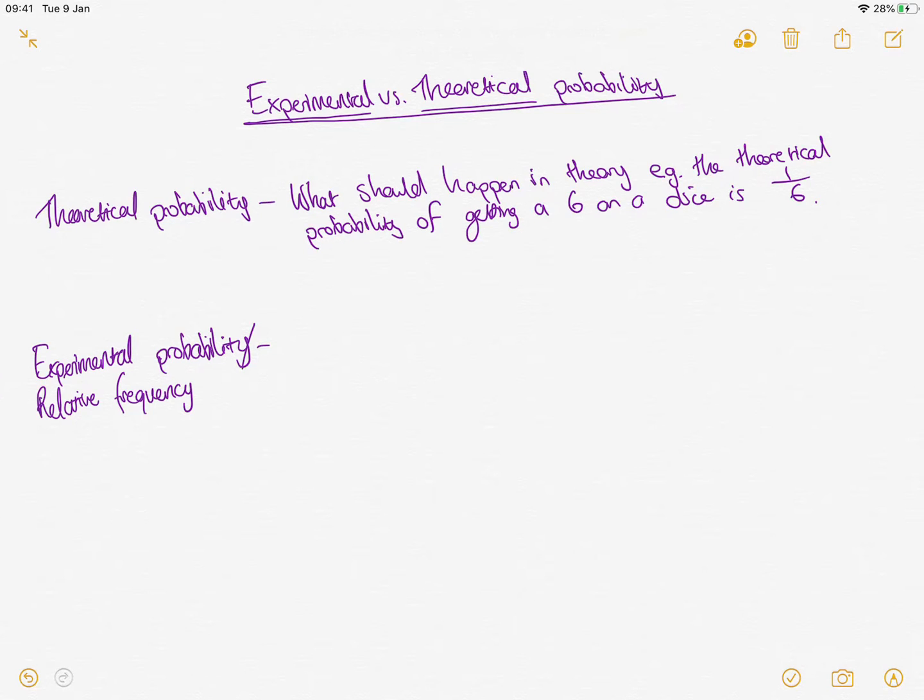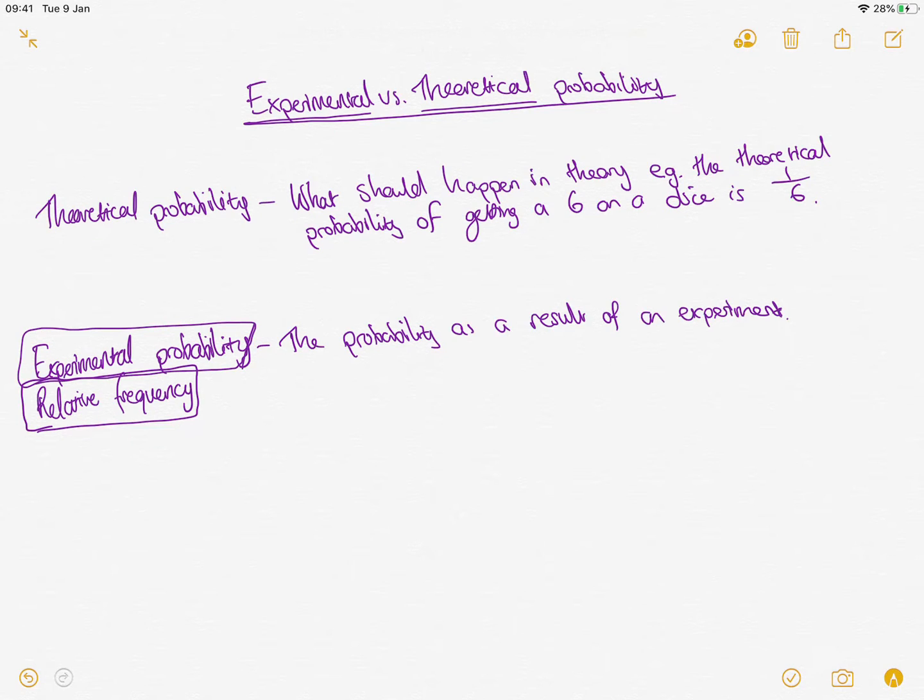So experimental probability is the probability as a result of an experiment. You might also see it called relative frequency. So frequency just means how many times something happens. These two mean the same thing. Experimental probability and relative frequency mean the same thing, so don't be put off if you see relative frequency. So it's the probability as a result of an experiment.